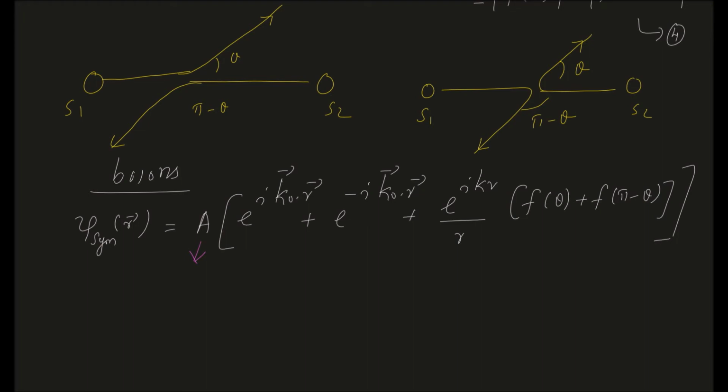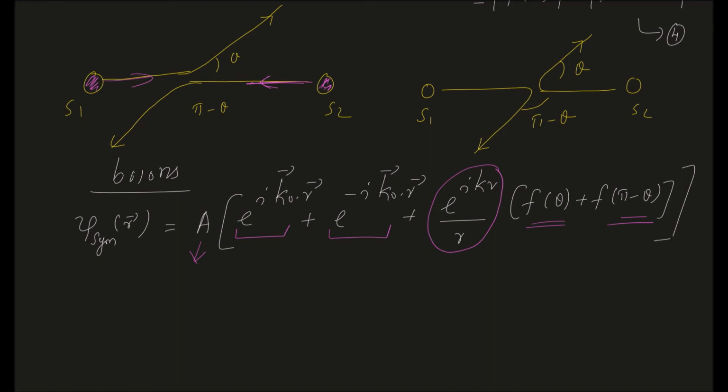Now what is this? A is a normalization constant, and the term e raised to i k0 dot r represents an incident plane wave of the particle which moves in the positive x direction. Now the second term, e raised to minus i k0 dot r, represents a particle which is moving along the negative x direction, that is, the particle S2. The third term is a spherically outgoing wave, but in this case we have two possibilities, two particles, and those are identical. Then we have f of theta and f of pi minus theta, the scattering amplitude of the spherically outgoing particle.